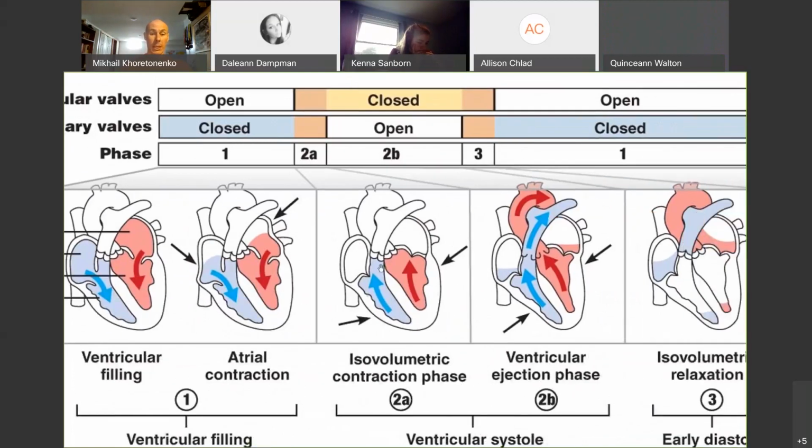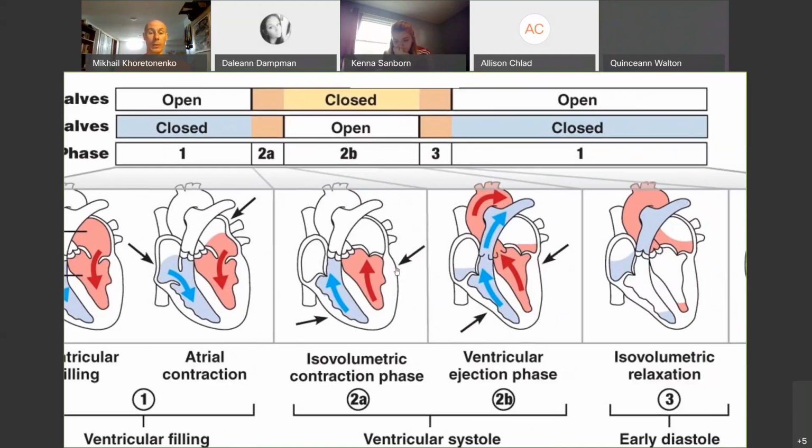Then you see QRS complex, atria start to relax, but ventricles contract, and that contraction increases the pressure in the ventricle and closes the valves. Okay, the semilunar valves were closed anyway, but now AV valves close, and that's when you hear the first cardiac sound. So this is isovolumetric contraction. The volume of the blood doesn't change.